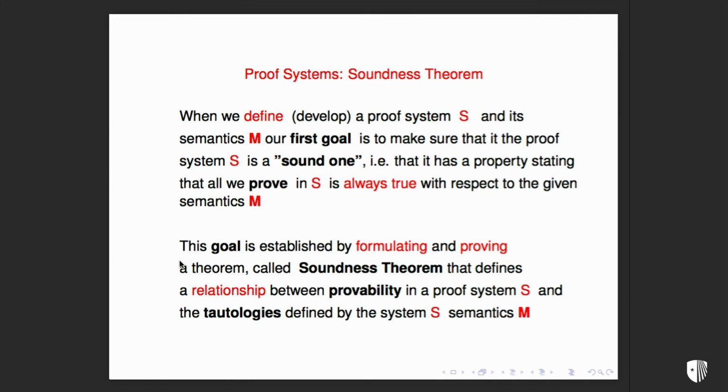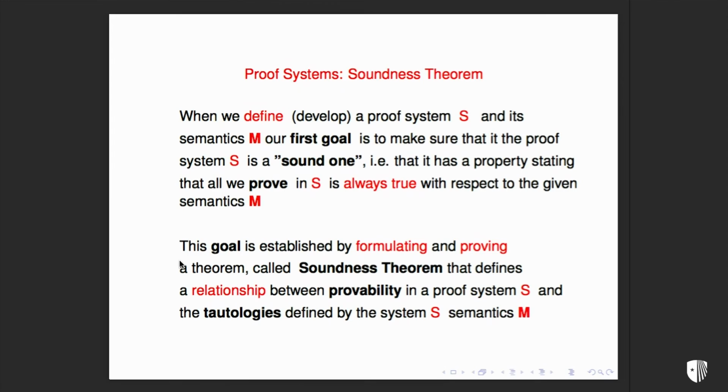So when we develop a proof system and its semantics M, the first goal is to make sure that the proof system is sound. That means it has the property stating that everything we prove in the system S is always true with respect to the given semantics.